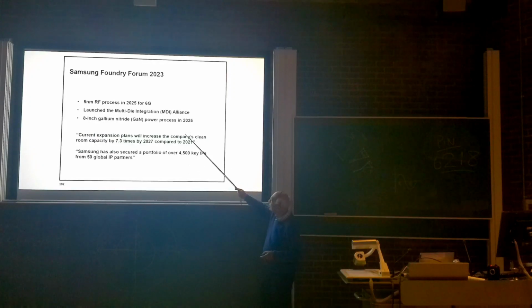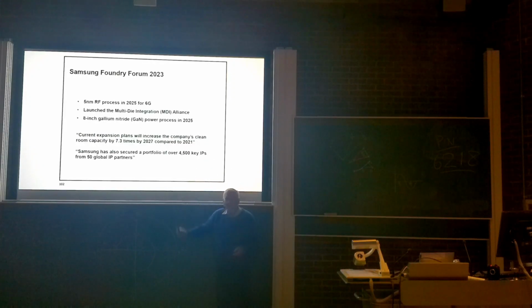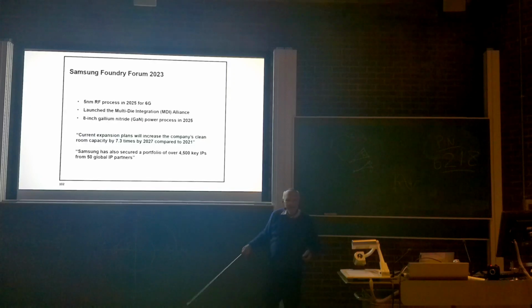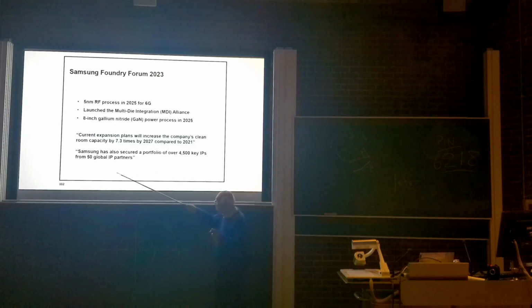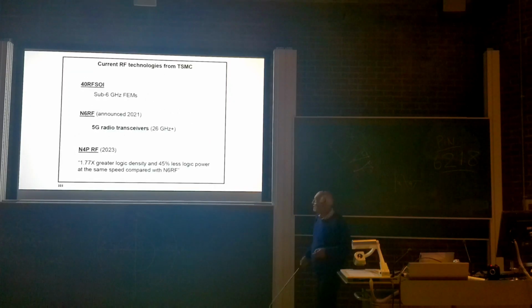So here's now for 6G, then we need a new process. Basically, that's what the message is. The 4,500 key IPs, that means patents, intellectual property things, from 50 global intellectual property partners. So that's the kind of integration that you've got. Okay, let's move on.